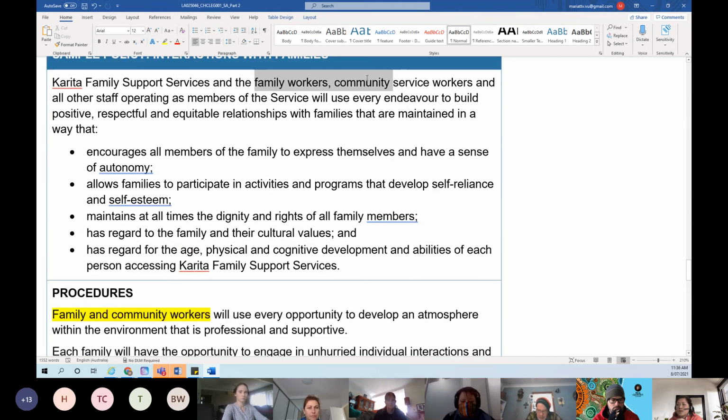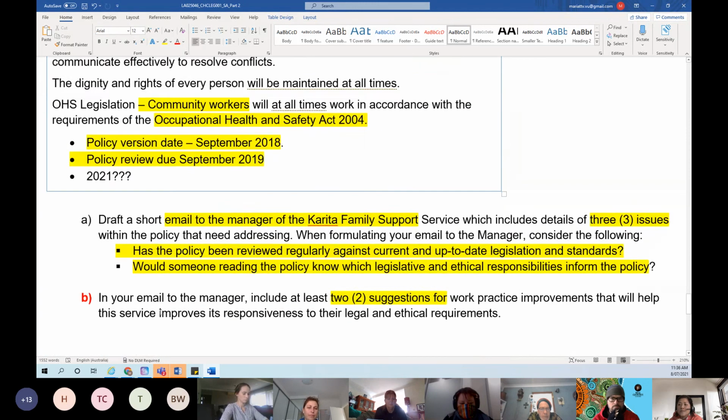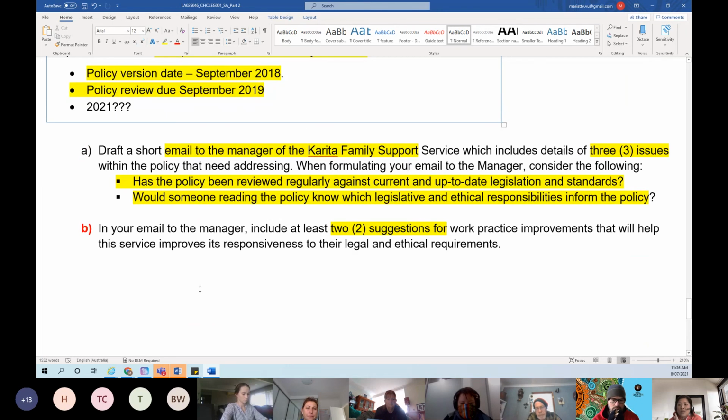Family workers, community services workers, right? So we've got all this different language, and then they're called down here family community workers. So just make sure if you're referring to an employee as one name, make sure that it's consistent throughout. Okay, so we've identified already the 3 issues here.